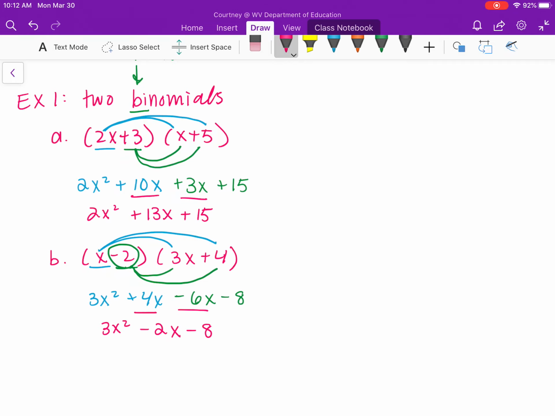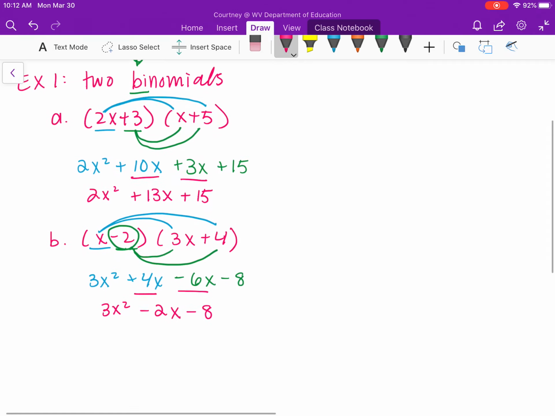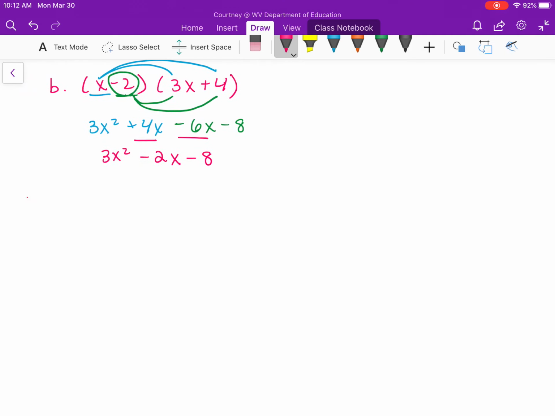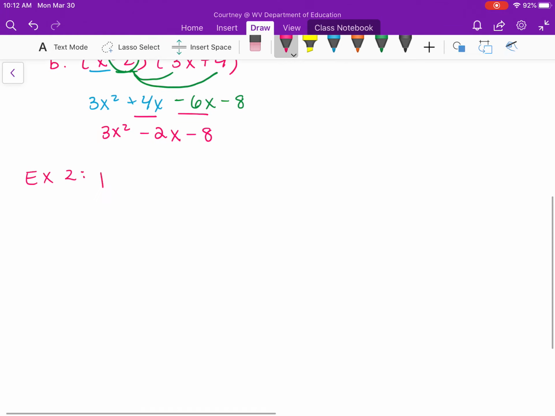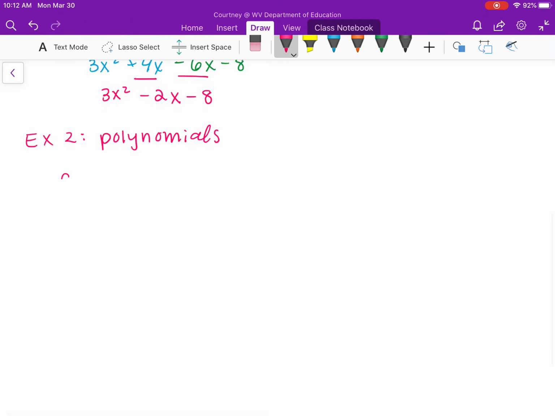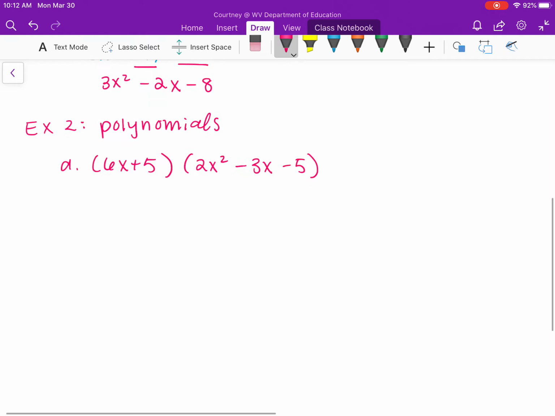Okay, but what if we have not two binomials? Let's go to example 2. What if we have a couple of polynomials? Okay, for example, we have part A again. What if we have 6x plus 5, a binomial, times a trinomial, 2x squared minus 3x minus 5? Okay, let's do this one.